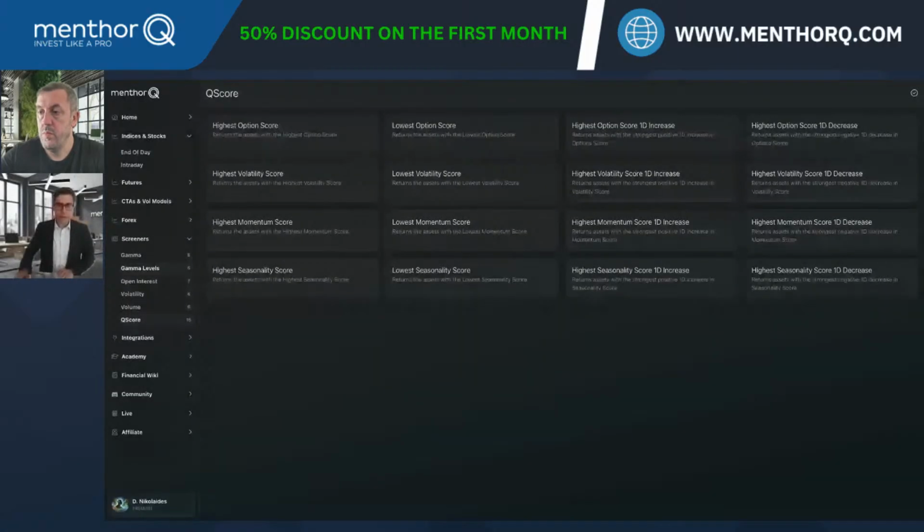The thing is, what you see here is very simple. The most important thing is that you have the option score, you have the volatility score, the momentum score, and seasonality score. So these are the scores you will see in the scorecard of your equity or your index. But MenthorQ goes further. It will look for low option score. So there could be a reason.